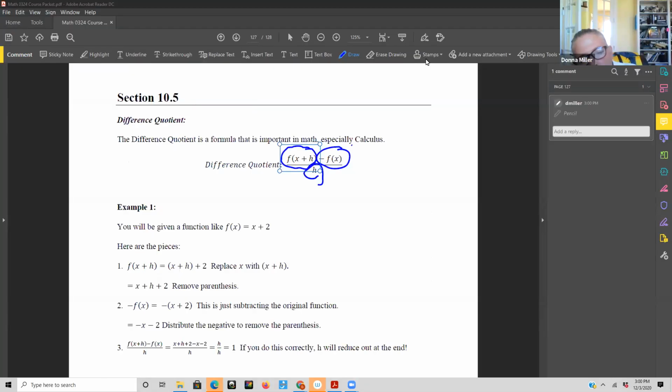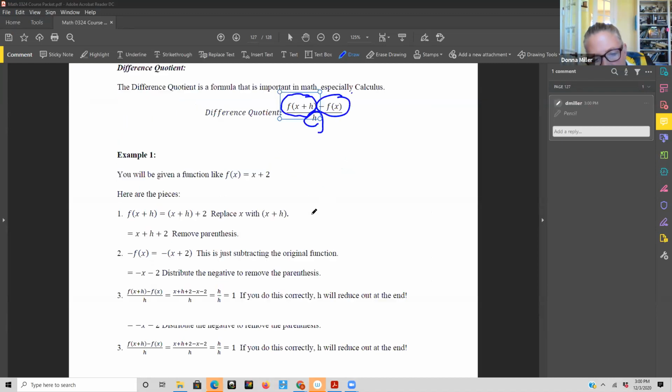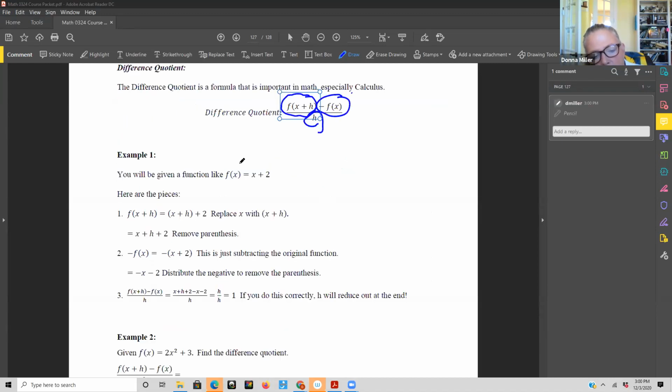All right, so this is called the difference quotient. And like I said, three pieces. We want to be able to find f of x plus h, negative f of x, and h, and simplify. So there's a little bit of algebra involved with this. So we're going to work with a simple function.